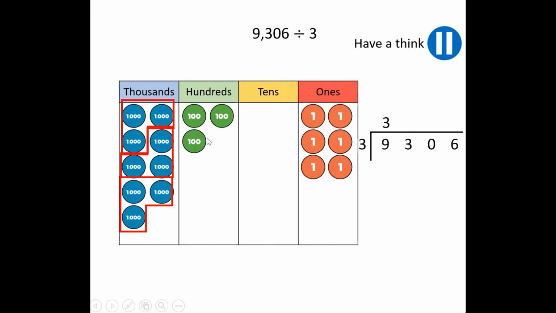So it must be 3. Let's move on to the hundreds. How many groups of 3 are here? Perfect. 1 group of 3. Again, look at the bus stop method, exactly the same. How many 3s go into 3? 1. How many groups of 3 are in the tens? Because it was 0 here. None. It would just be 0. That means we're moving on to our ones. How many groups of 3 are here? 1, 2. So it would be 2. Again, look at the bus stop method. It would say how many 3s go into 6? And you know that would be 2. The answer to this question would be 3,102.